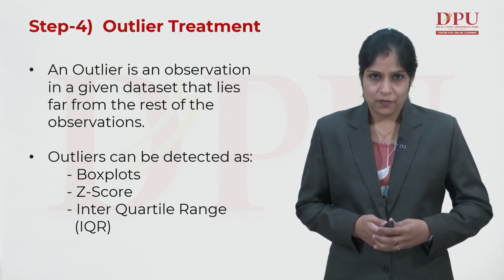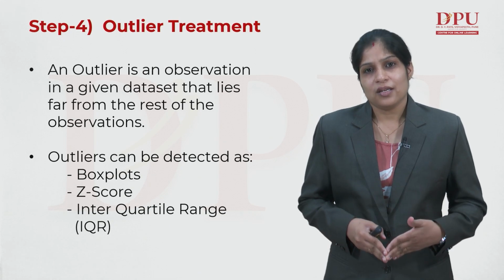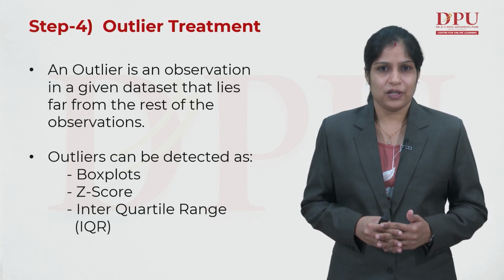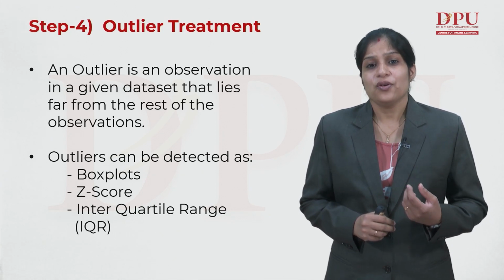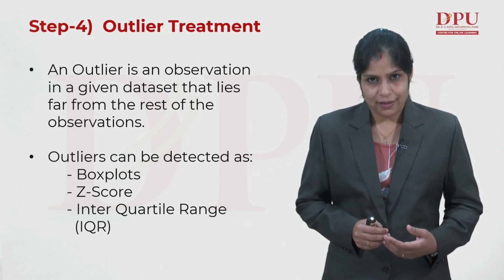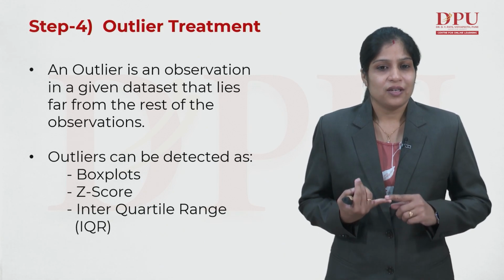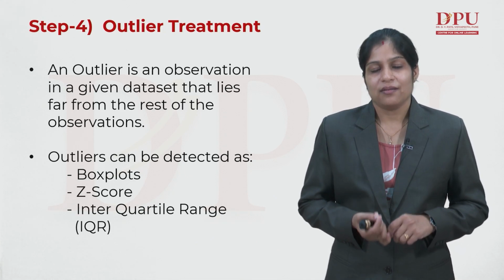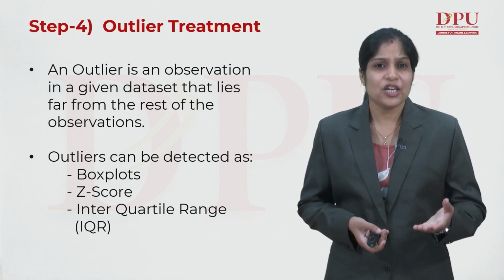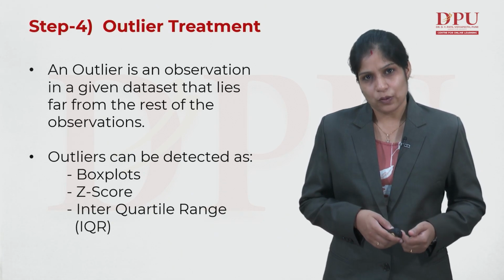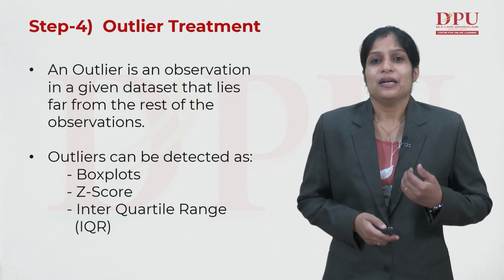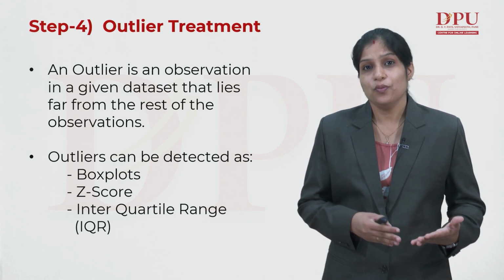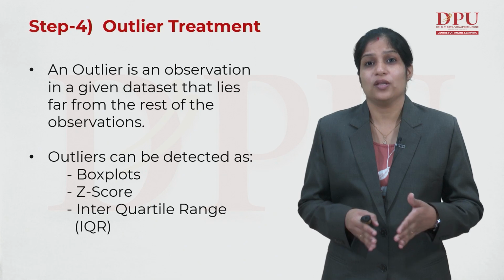What is an outlier? The very first thing: an outlier is an observation in the given data set that lies far from the rest of the observations. Before treating the outlier, we have to detect it. For that, we have the box and whiskers plot, the z-score, and the IQR, that is the interquartile range. Using any of these three techniques, we can detect the outlier, and based on that, we will give a proper treatment, whether we want to ignore it or bring those observations onto the same scale.